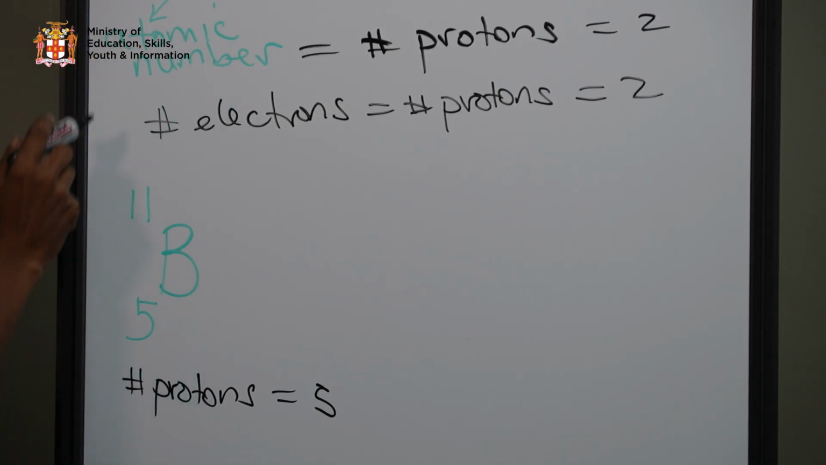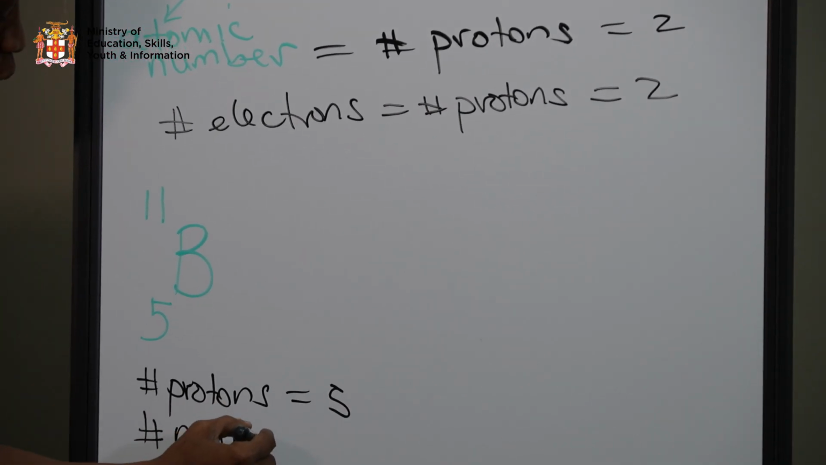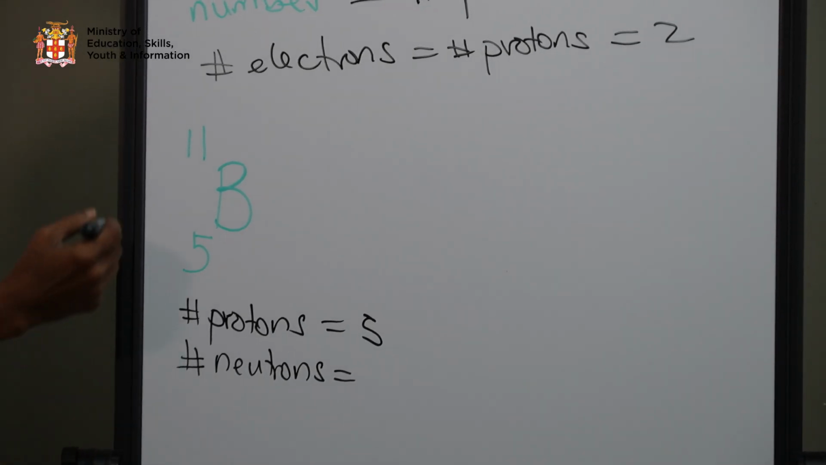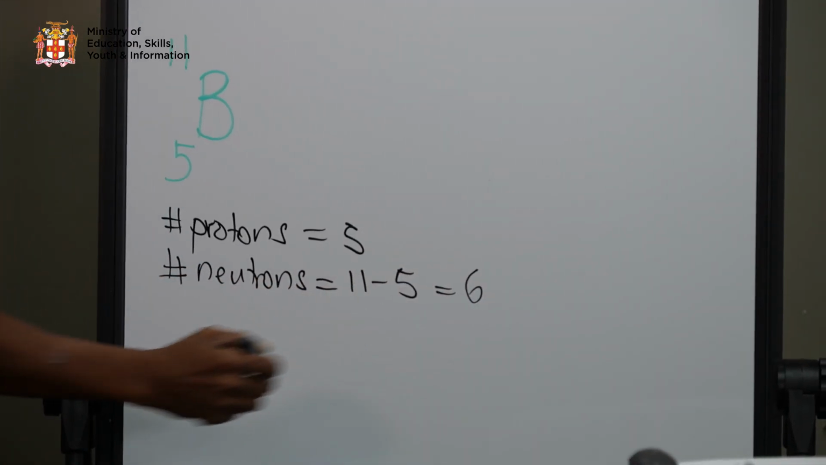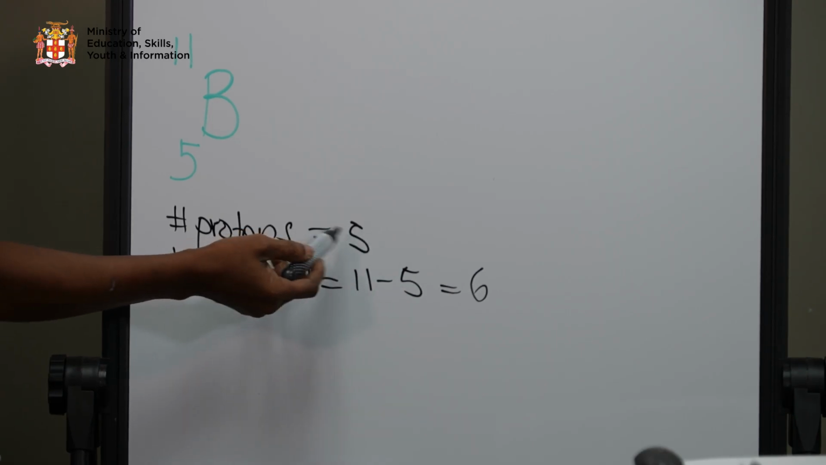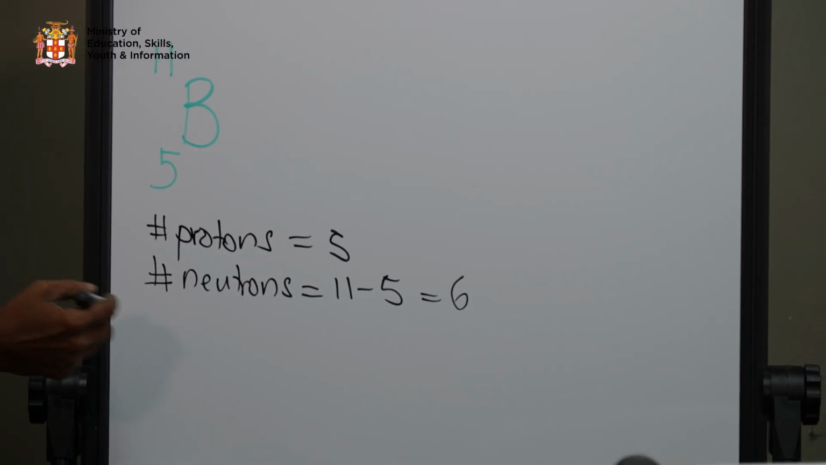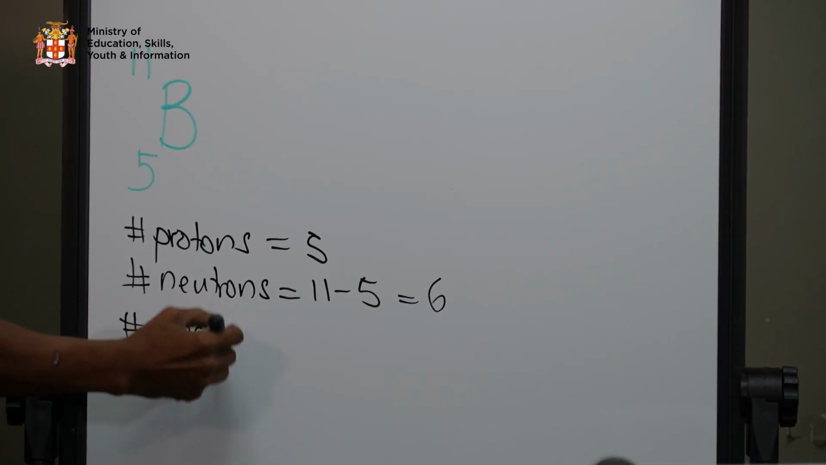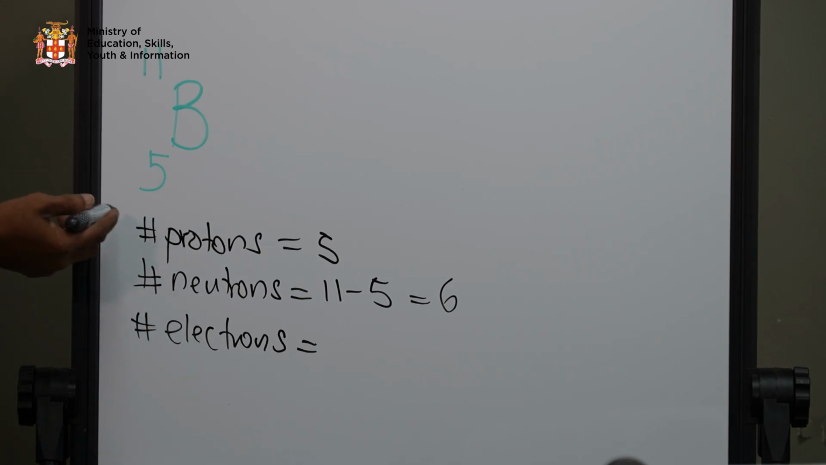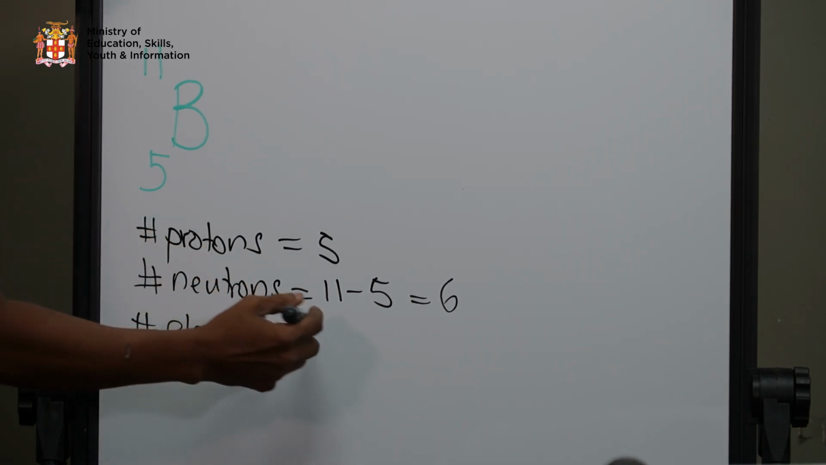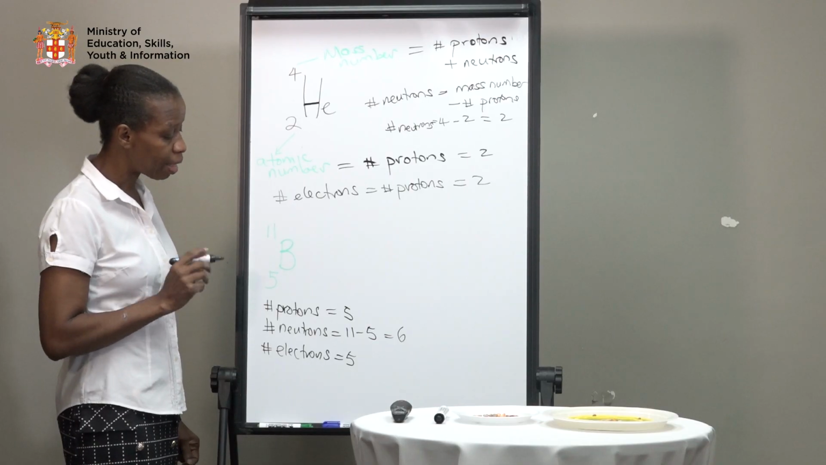Now remember, the mass number is the number of protons plus neutrons. So how many neutrons are in boron? How do we calculate that? That is going to be equal to 11 minus 5, which gives us 6. So again, notice in this case, the protons and neutrons are not the same in terms of number. All right? And then electrons, in a neutral atom, the electrons are equal to the number of protons, right? So, what's the number of electrons? Also 5. Good job.